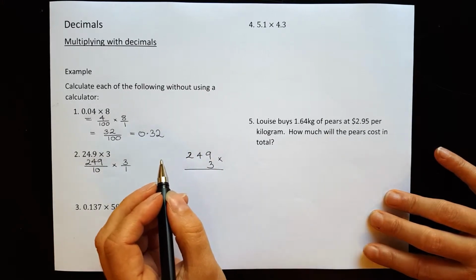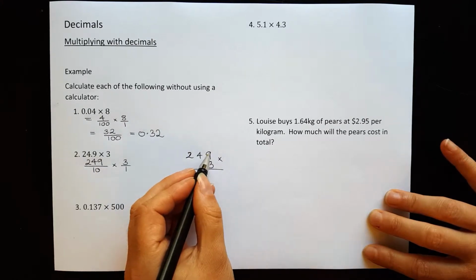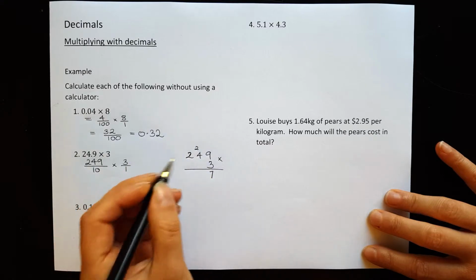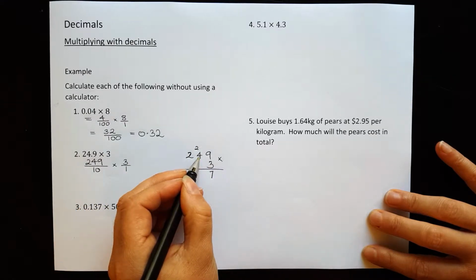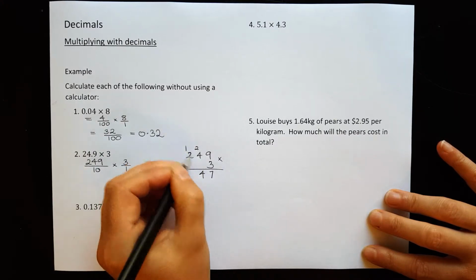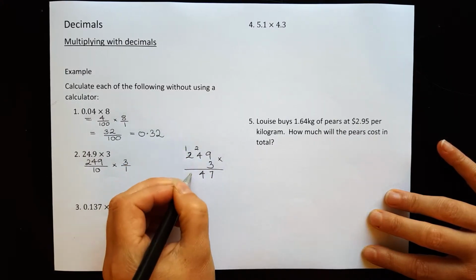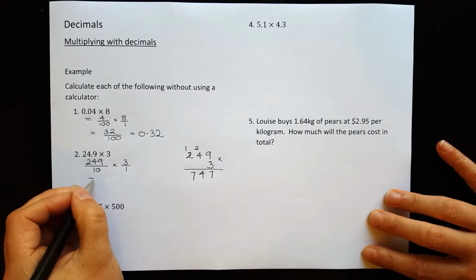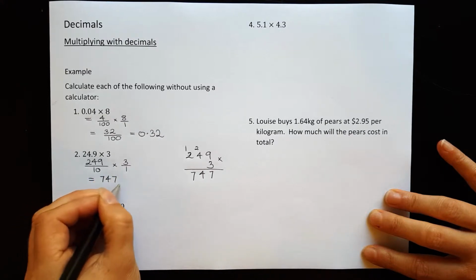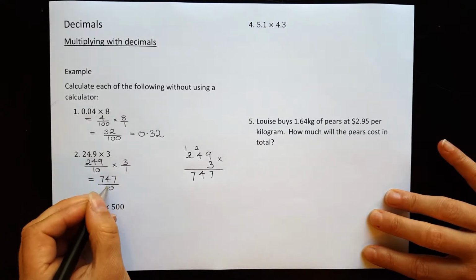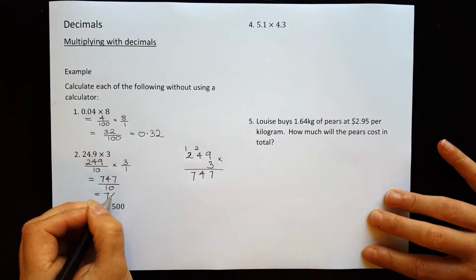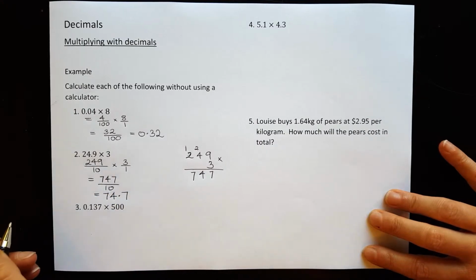Now, doing our multiplication that we learned a few topics ago, 9 times 3 is 27, so 7 goes there, 2 is up the top. 3 times 4 is 12, add on the 2 is 14. 3 times 2 is 6, plus 1 is 7. So that means that this is 747 over 10. Over 10 just means I need to put the decimal point back in, so it would be 74.7.